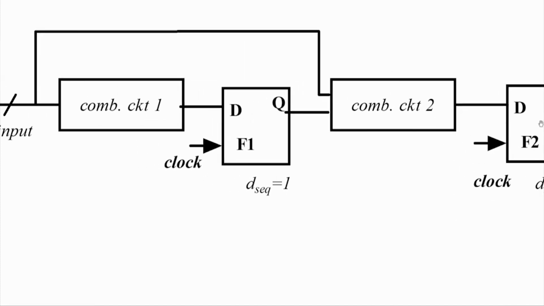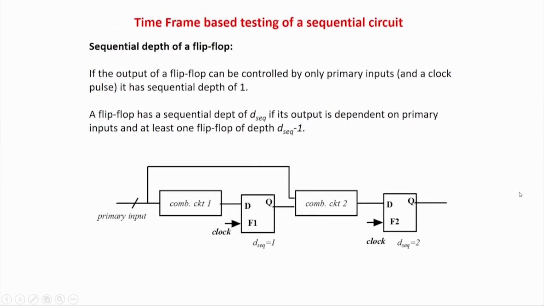So basically between the second flip flop and the primary input, there is one flip flop in between in the path. So therefore level depth is actually 2. What it says is, if the output of a flip flop can be controlled by only primary input, there is a sequential depth of 1. It implies that only primary input and a clock, so therefore no flip flops in between. So that is level 1. And if one flip flop comes in the path, level 2, and you keep on going.